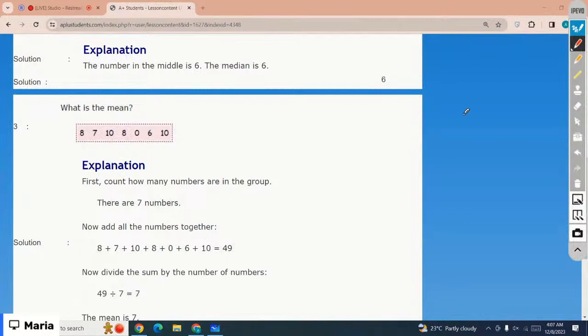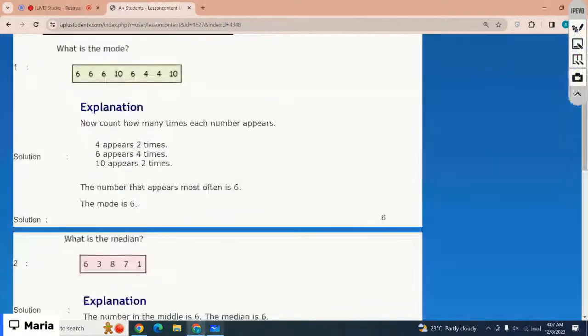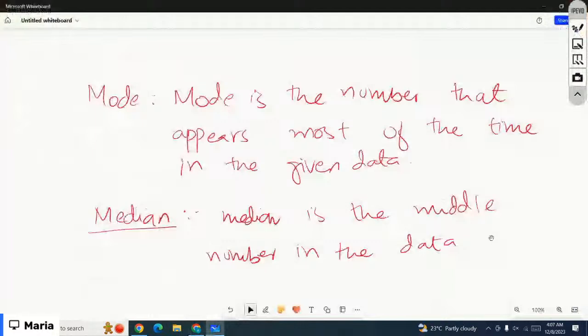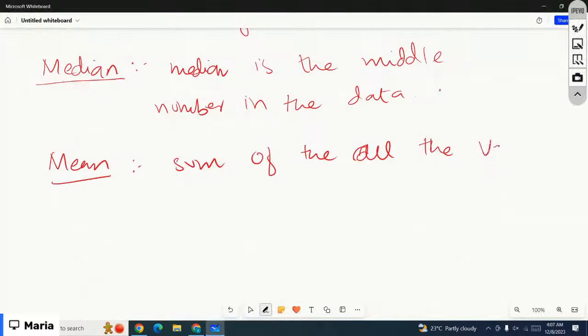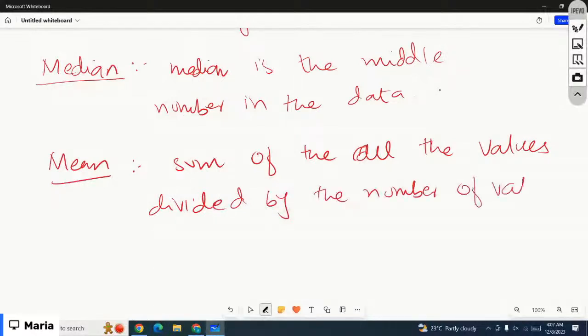You can note down the definition of the mean, then we'll start the practice questions. Mean is the sum of all the values divided by the number of values. First you have to add up all the values. So if the given numbers are 7 in number, for example, you have to divide the sum by 7.